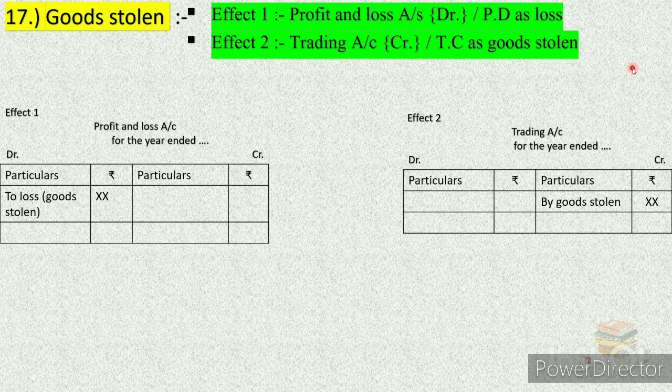This is the way in which we write. Similarly, like uninsured goods lost by fire, where we give its one effect in profit and loss account debit side to loss by fire, here instead of loss by fire we write goods stolen in bracket. Second effect is in trading account, by goods stolen, amount written in outer column, trading account credit side.